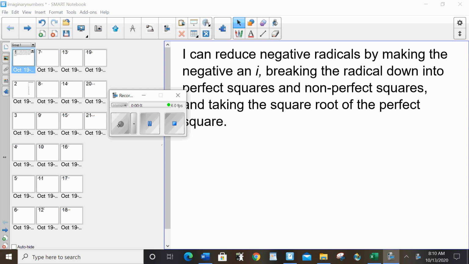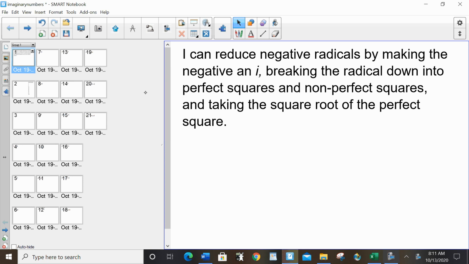Hello, today I can reduce negative radicals by making the negative an i, breaking the radical down into perfect squares and non-perfect squares, and taking the square root of the perfect square. So this is a very similar lesson to something you did back in Algebra 1. You saw it a little bit in geometry last year, and now we're just going to add one little piece to it for Algebra 2.